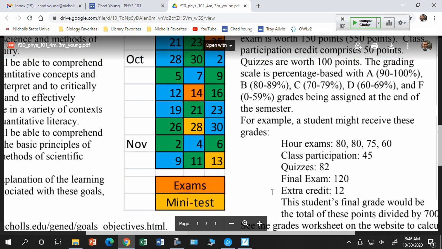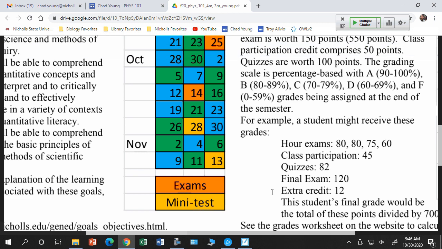Let's see, any other questions? Yeah, Megan? How many questions is the final? Okay, so the final is about 50-ish questions. It's about twice the length of a regular exam. And the final is cumulative. So if you want to start studying for it now, I recommend that you start studying for it now.